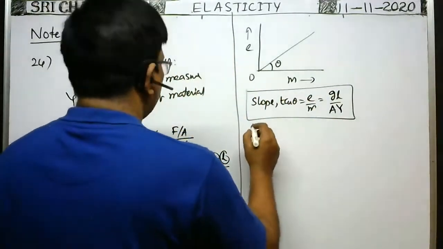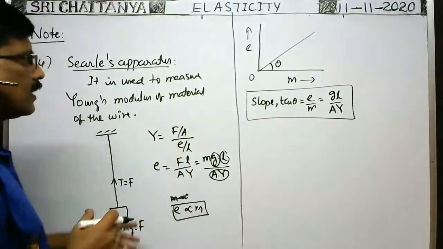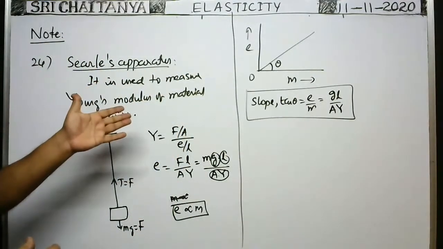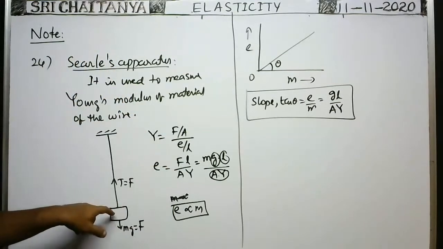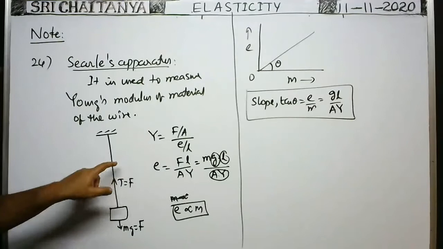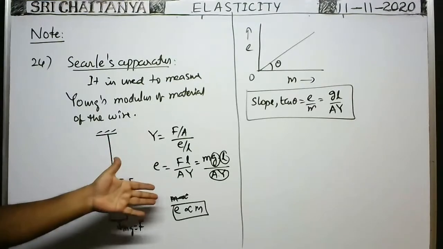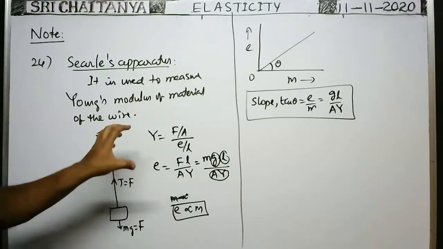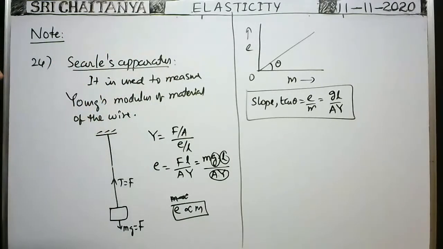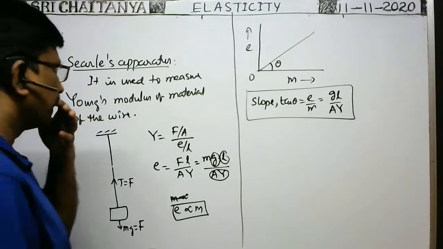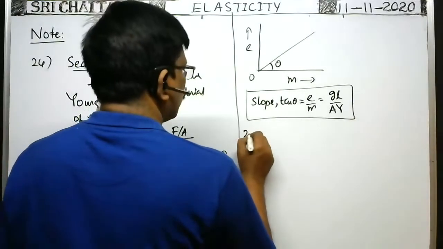Now, based on this concept, there is one problem on Searle's apparatus. Of course, there is no different method. Already here, the weight suspended, the restoring force developed in the string, is equal to the weight suspended. Already we discussed it. So that formula only we had used, but they use it with a different word, Searle's apparatus. That's why I explained this one. Next here, 25th.